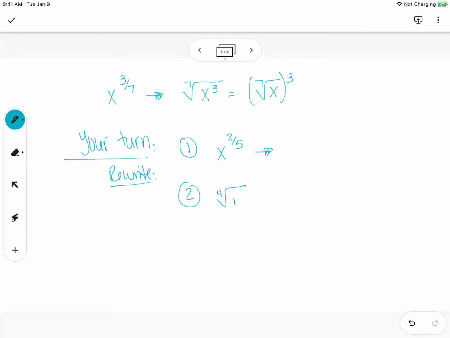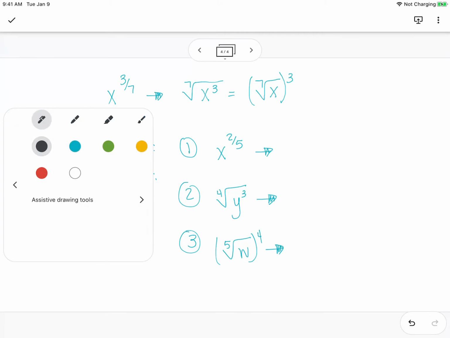The 4th root of y cubed, write that as a rational exponent. And the 5th root of w to the 4th power, write that as a rational exponent. All right, so pause the video, give it a go. Unpause the video when you're done, and you can check your answers with me.